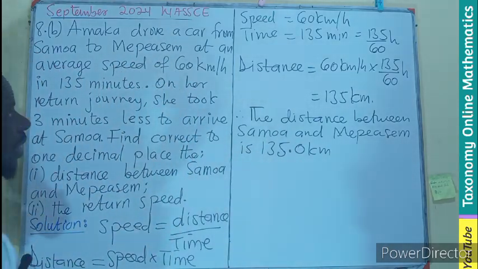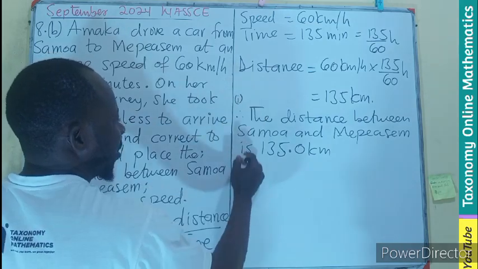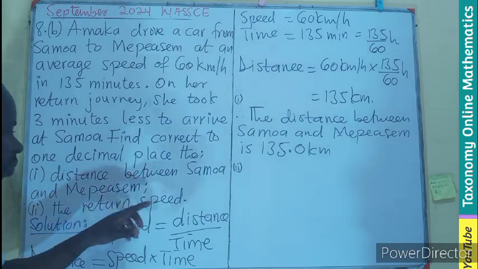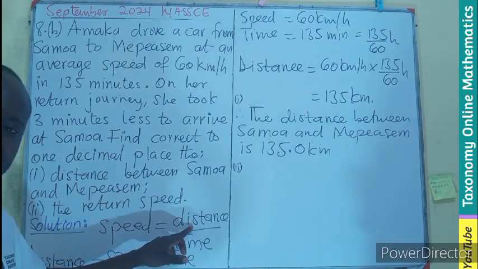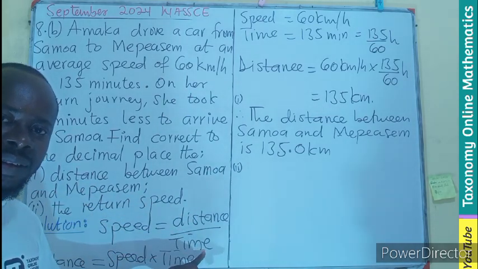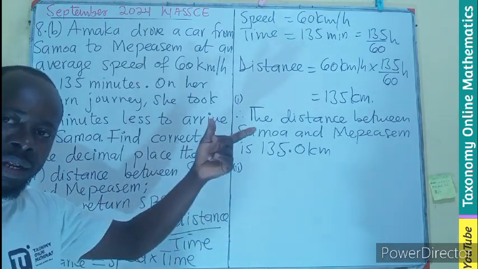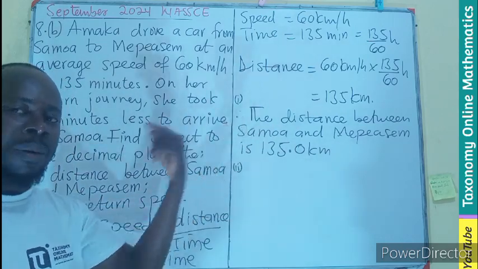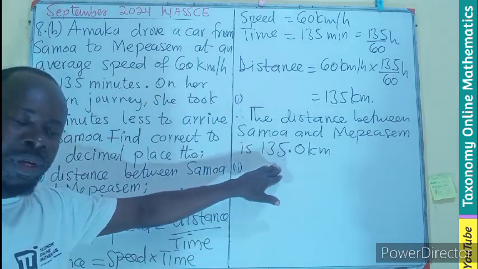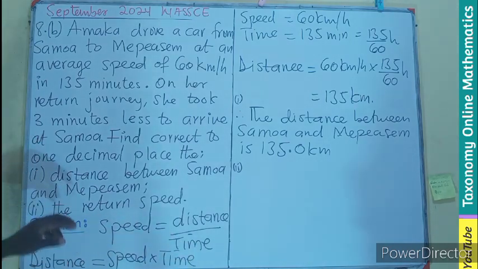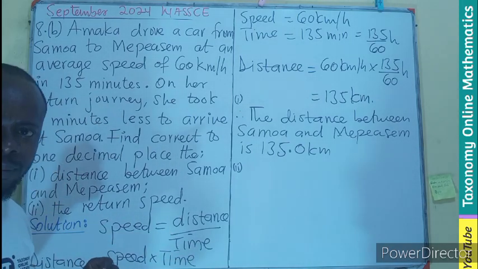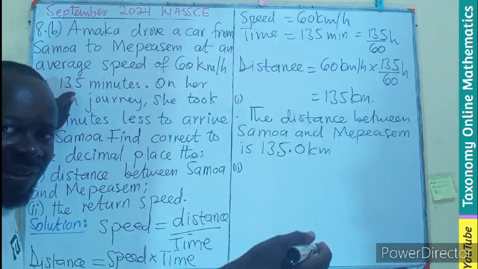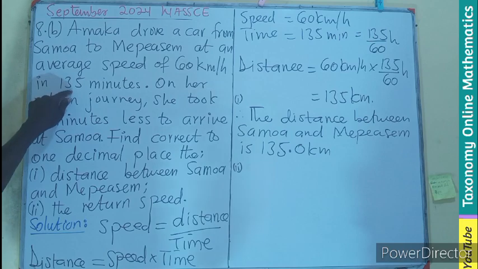Good. Then the second part. So let's just say this is the first part. The second part is to find the return journey speed, which will be the distance covered over the time, right? The distance going from Samoa to Mimpasem will be the same as from Mimpasem to Samoa, so the distance is calculated. We know this. The time is that the return journey took 3 minutes less than the time she used to move from Samoa to Mimpasem. So returning, it has 3 minutes less than this.